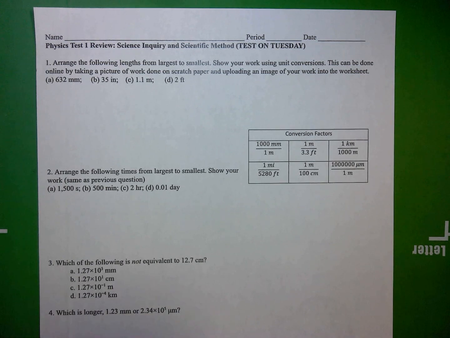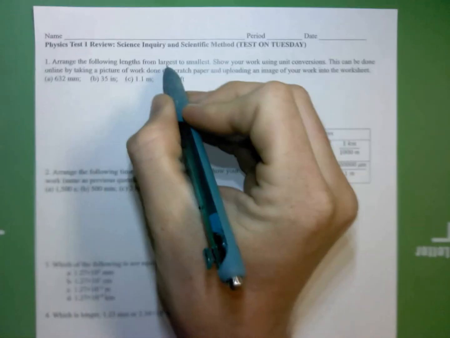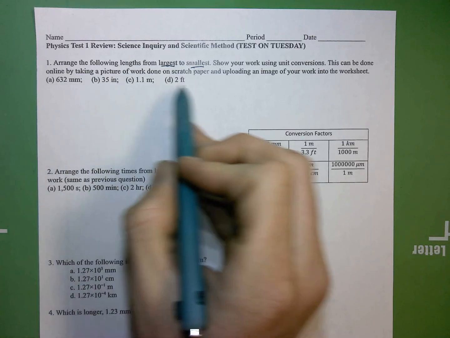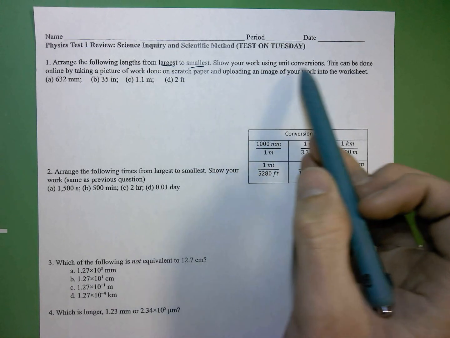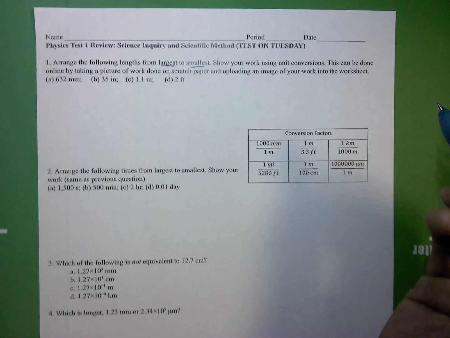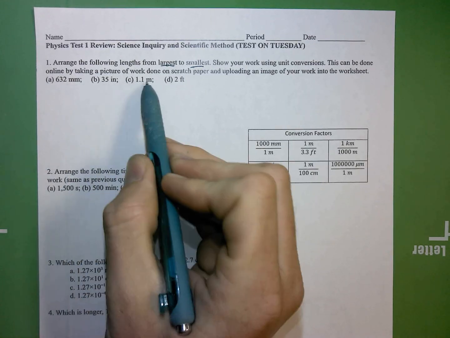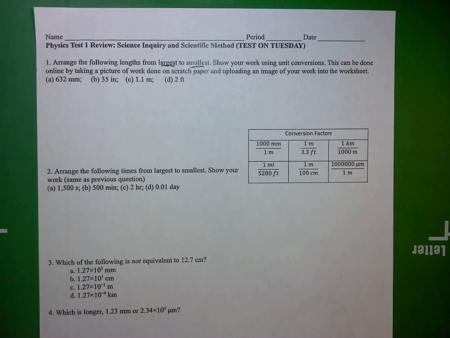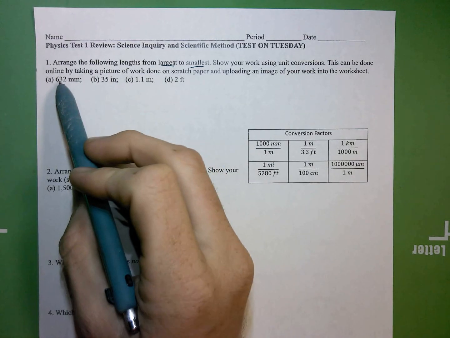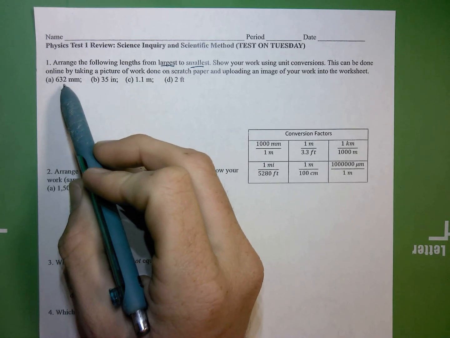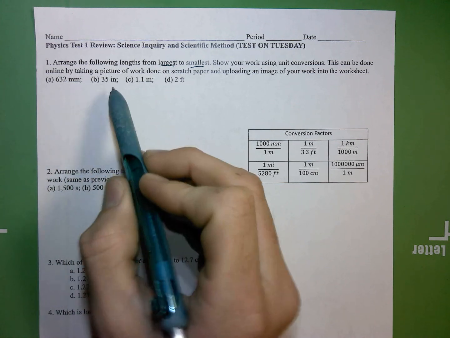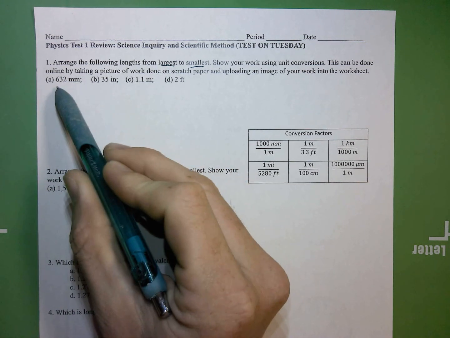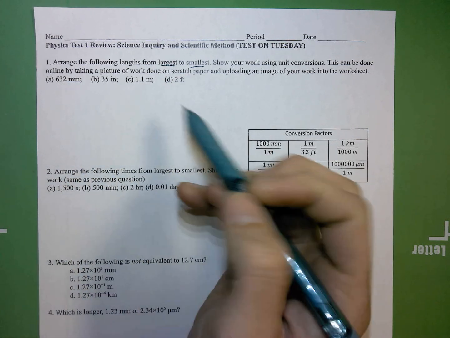Okay? So, number 1 is asking us to arrange the following lengths from largest to smallest, right? So, whichever one's the biggest to the smallest. And then we're going to show our work. So what we're going to do here is pick a unit of measure to rewrite all of these in. Once we have them all in the same unit, then we can just look at which number is the biggest, which one's the smallest, right? Because right now we can't just find the biggest number, 632, and assume that's the largest measurement, because maybe 35 inches is more than 632 millimeters. So we have to convert them all to be in the same unit.